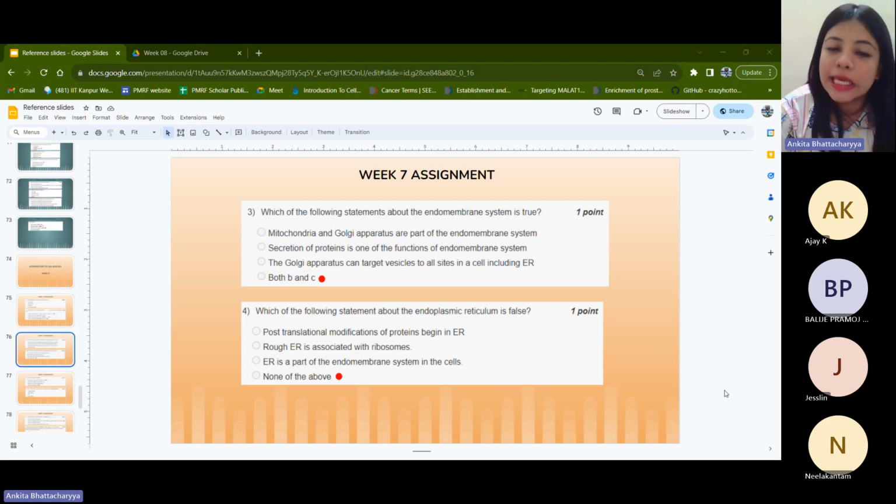So both options B and C are correct, and therefore for question 3, option D would be correct. Then coming to question number 4, which of the following statements about the endoplasmic reticulum is false? First would be that post-translational modifications of proteins begin in the ER. This is in fact true because, like I said, glycosylation begins in the ER. Glycosylation is a post-translational modification.